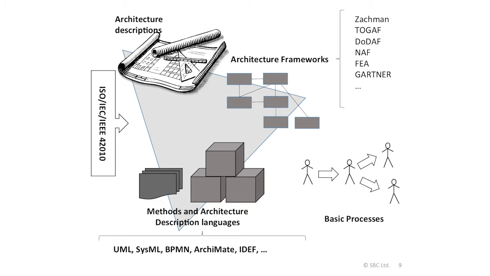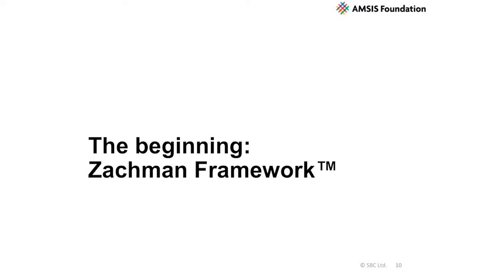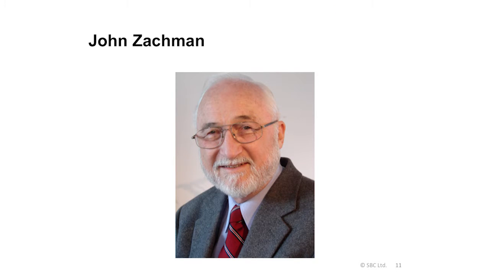The problem with ISO 42010 is that it puts forward requirements that do not tell organizations how to make things happen. This is where the AMSIS program helps. It offers some basic processes utilized by the architectural approach. So how did this concept start? Well, the beginning was the Zachman framework. John Zachman marked the beginning of the architectural approach.